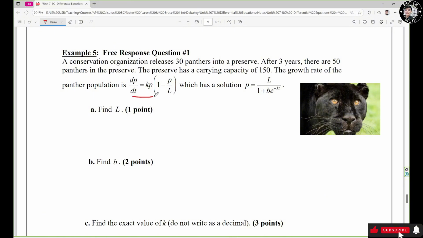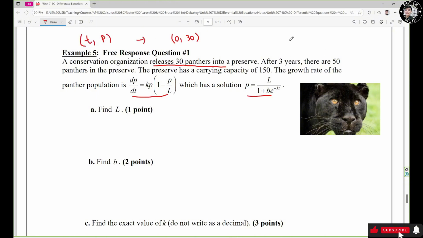Alright, so this one is already in the original form. Now we need to summarize the problem. From this one, the first ordered pair is at t equals 0, where 30 pandas were released. The ordered pair should be t comma p.